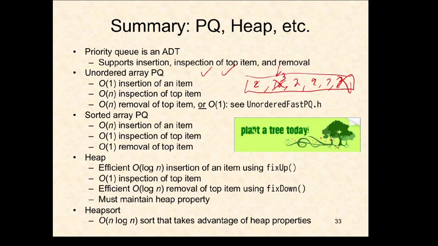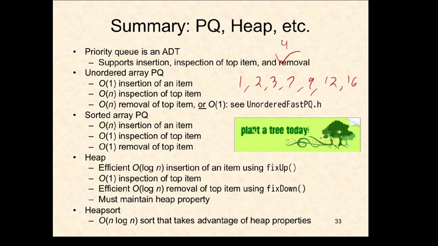Sorted, which you have to implement. Sorted, it's O of n to insert a new item because it's got to be sorted at all times. If I told you, hey, I've got a data structure that's already sorted, I've got 1, 2, 3, 7, 9, 12, 16, and I would like to insert the value 4. Well, I got to find where it should go. Finding where it should go is a log n search, but then to tell the vector, put 4 here, that takes O of n time.